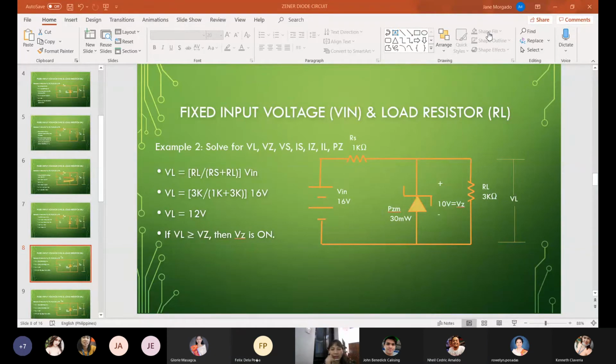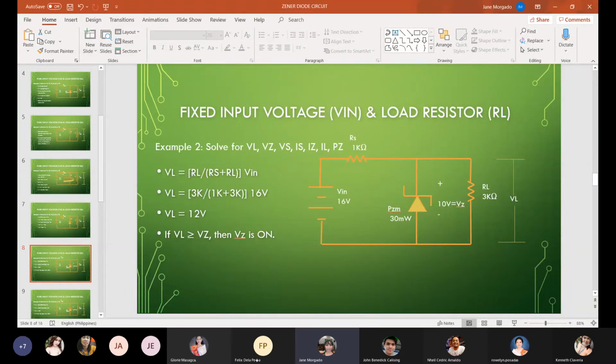So this would be our last example for fixed Zener diode circuits. We have example number 2. Notice what we changed: RL is now 3K, 3 kilo ohm. So what do you think will happen?